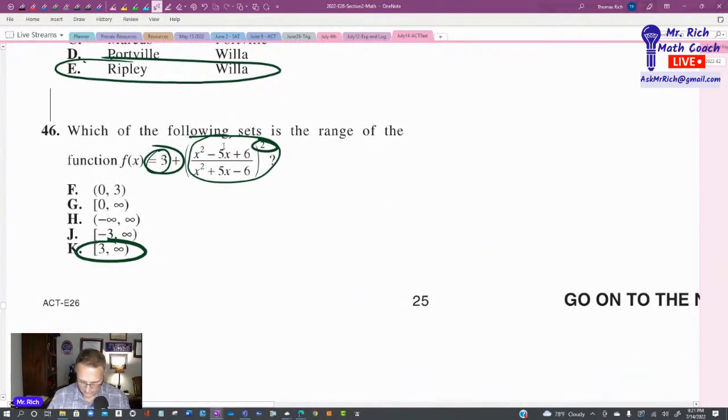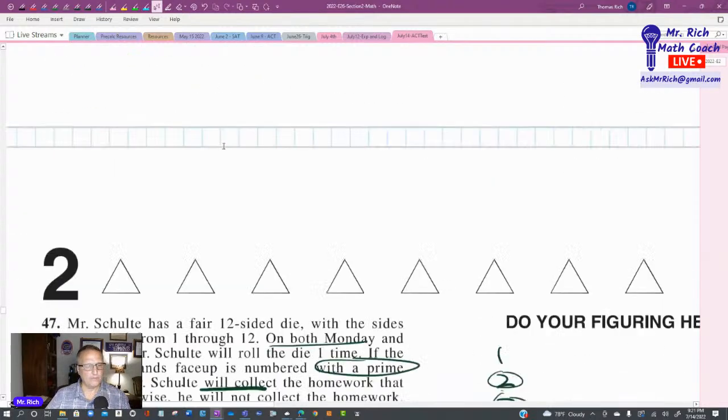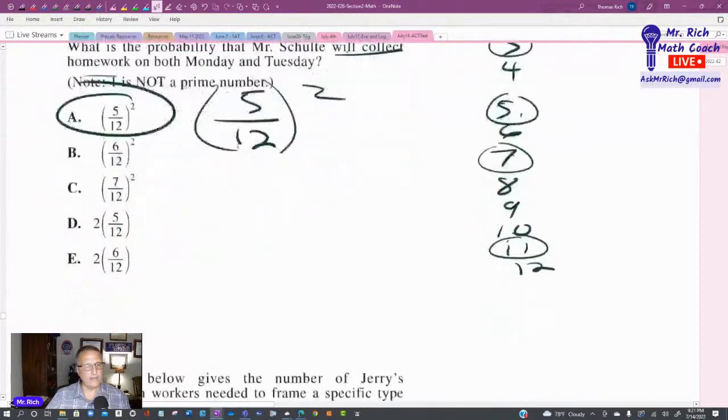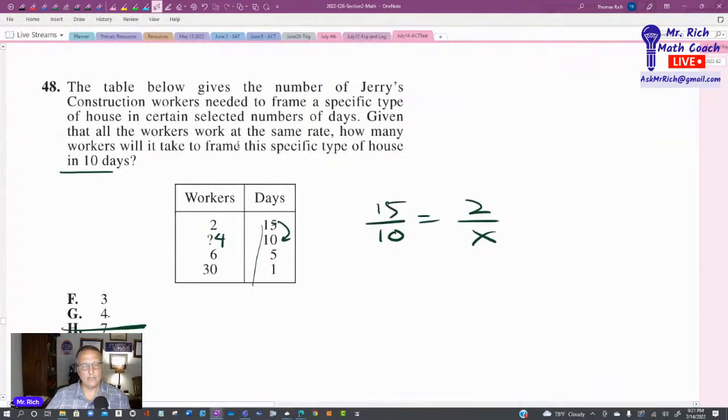So 46, K was the right answer there. 47 is AFAA. And F is the right answer here, 3. So this is a 3 right here. Yeah, they work at the same rate. So what I am thinking, this looks like maybe this is solved as an inverse, because this is an inverse relationship.